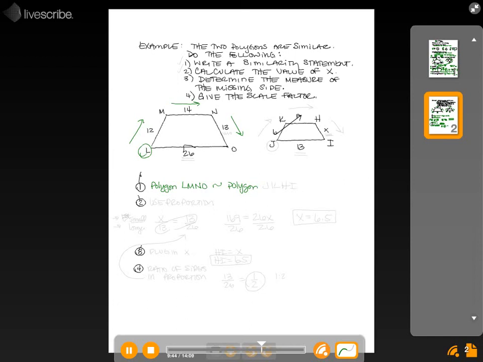We have to do this one in the same way. So we're going to go from J to K to H to I. Polygon J, K, H, I. And there's our similarity statement. Pretty simple. All you need to do is make sure that the things match up. You're starting at the same angle in both and you're going the same direction around the figure.